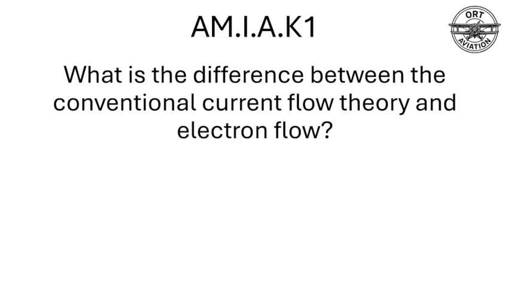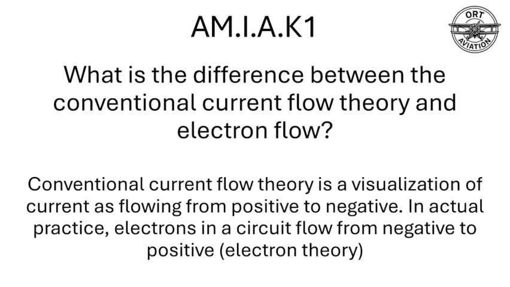What is the difference between the conventional current flow theory and electron flow? Conventional current flow theory is a visualization of current as flowing from positive to negative. In actual practice, electrons in a circuit flow from negative to positive for electron theory.